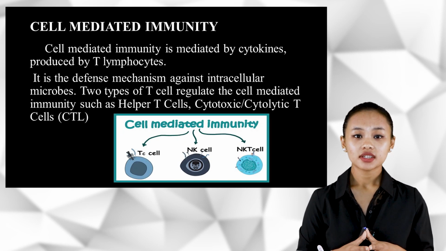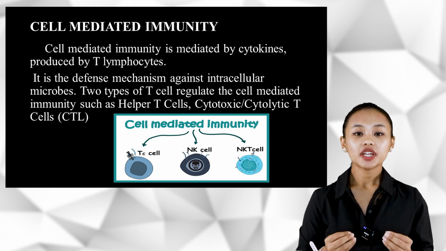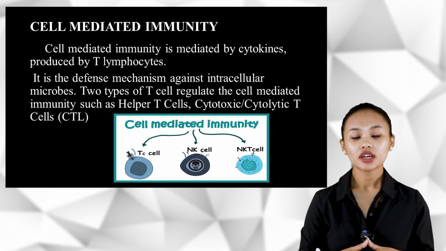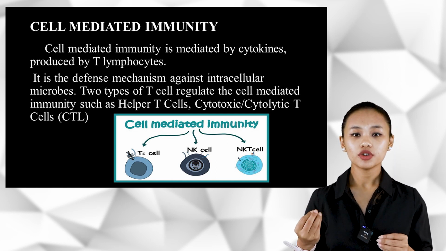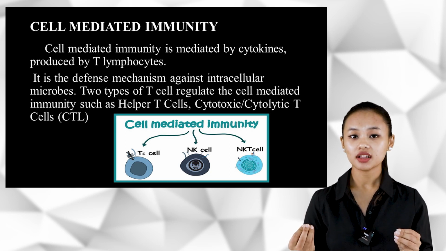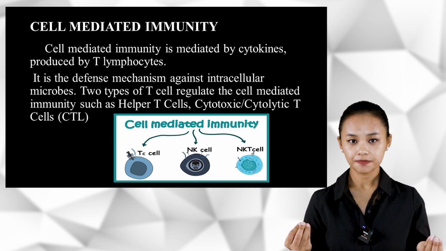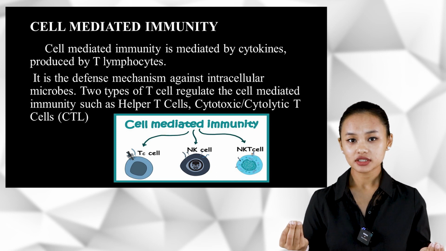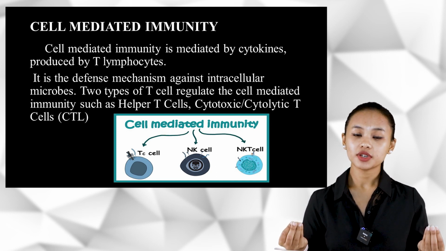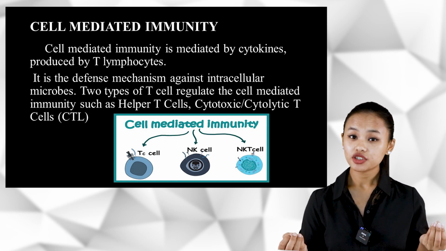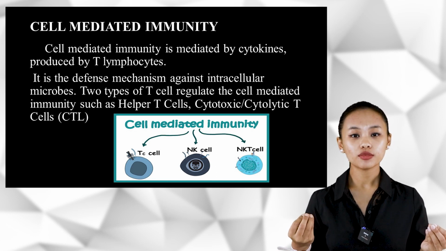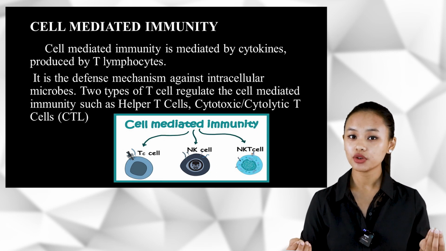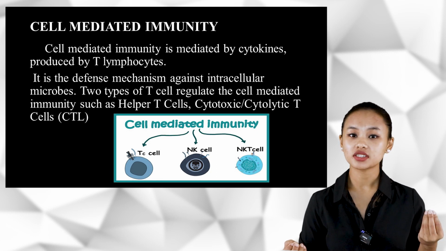Whereas the cell-mediated immunity is mediated by the cytokines which are produced by the T lymphocytes. These T lymphocytes mature in the thymus gland. The humoral immunity is mediated by the antibodies, whereas the cell-mediated immunity is mediated by the cytokines. In humoral immunity, we've seen that it is produced by the B lymphocytes, which mature in the bone marrow, whereas in the cell-mediated immunity, the T lymphocytes mature in the thymus gland. We have also seen that in the humoral immunity, the defense mechanism is against the extracellular microbes, whereas in the cell-mediated immunity, the defense mechanism is against the intracellular microbes.